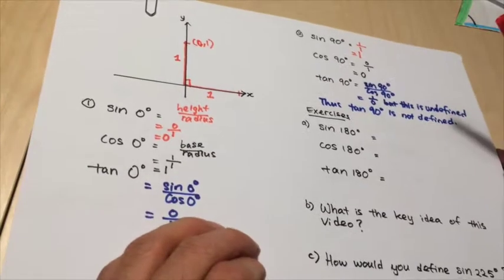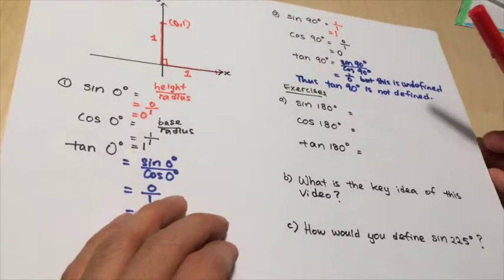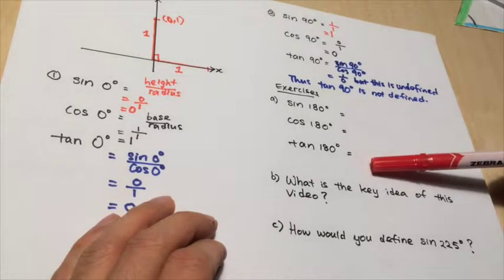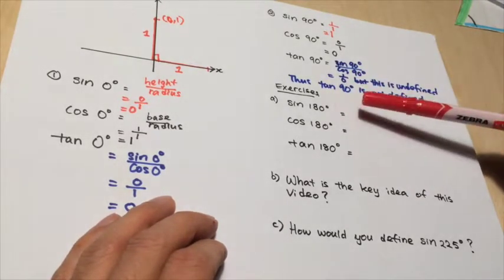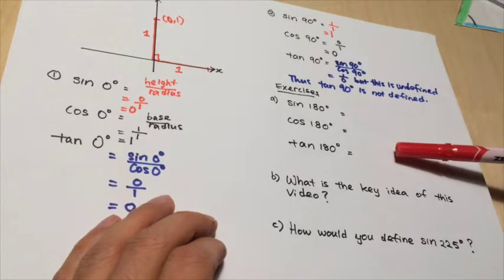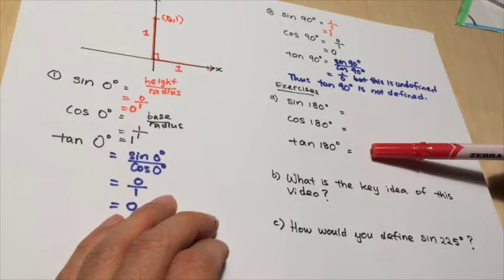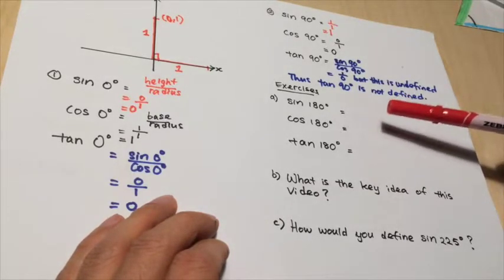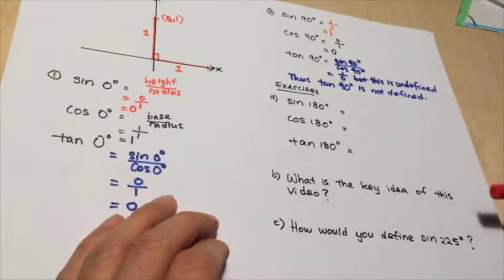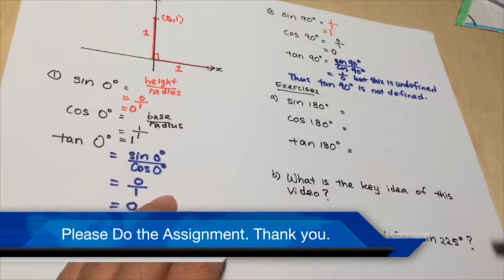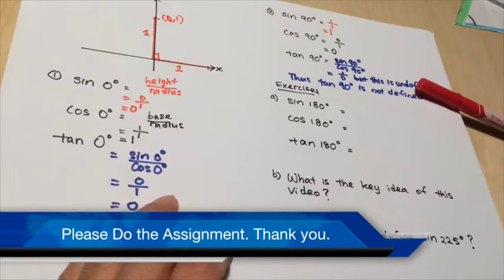Okay, here there are 3 exercises. Sine of 180 degree, cosine 180 degree, tangent 180 degree. I'd like you to try out these 3 questions. Copy this into your notebook and work this out and show this to your teacher the next day. Also, don't forget to answer the question B. What's the key idea of this video and how would you define sine 225 degree? This one will be an extension of this idea. Thank you very much.